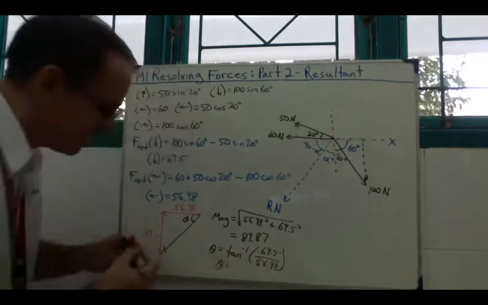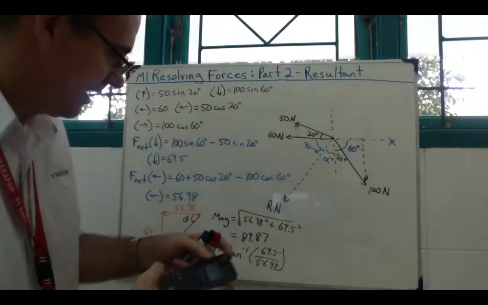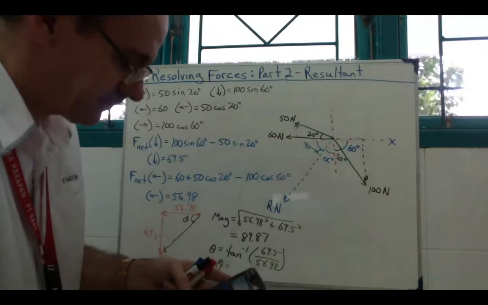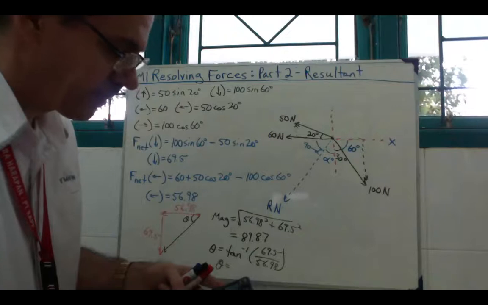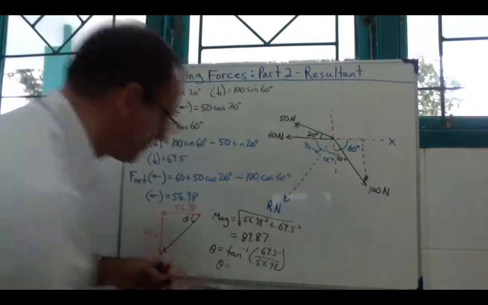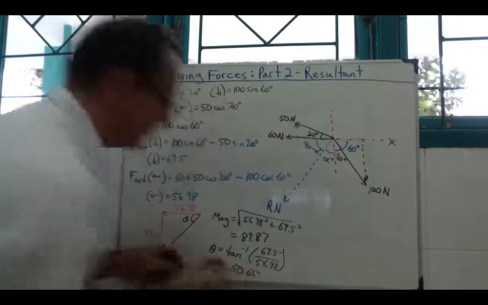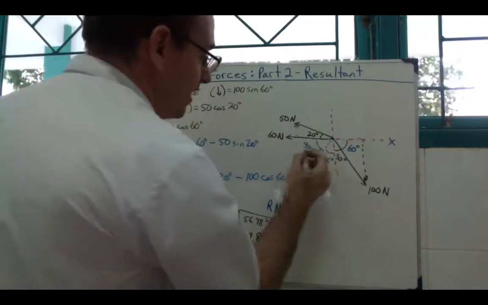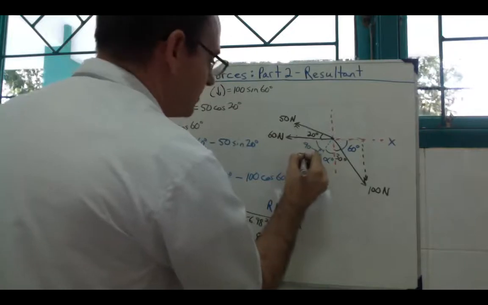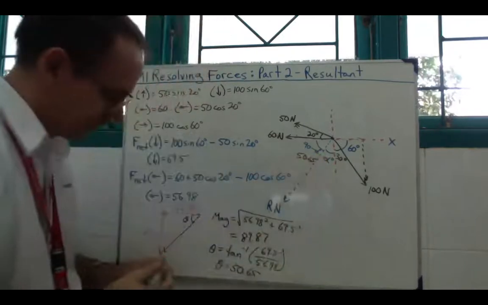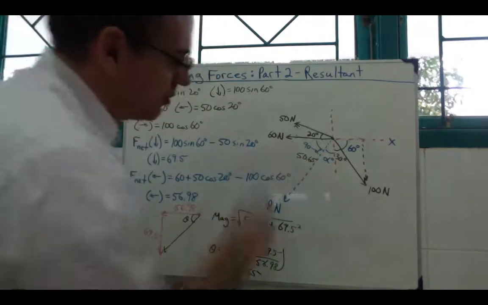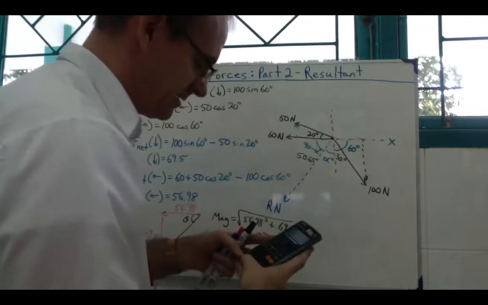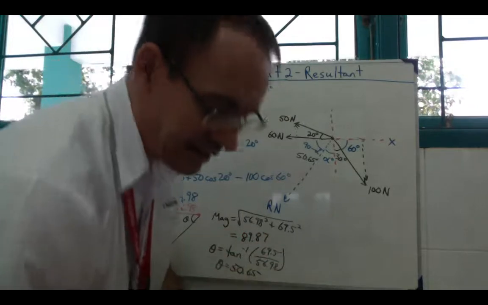So that gives us a theta of inverse tangent 69.5 over 56.98, which is 50.65. So our force, we have to find alpha. Alpha is 90 minus 50.65. We want to basically subtract that from 90. 90 minus that, 39.34.